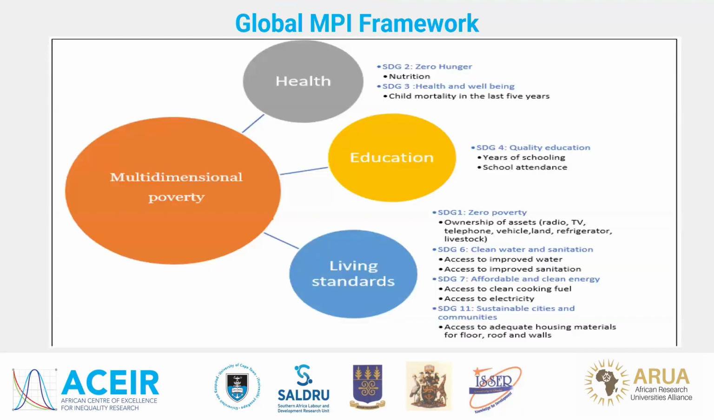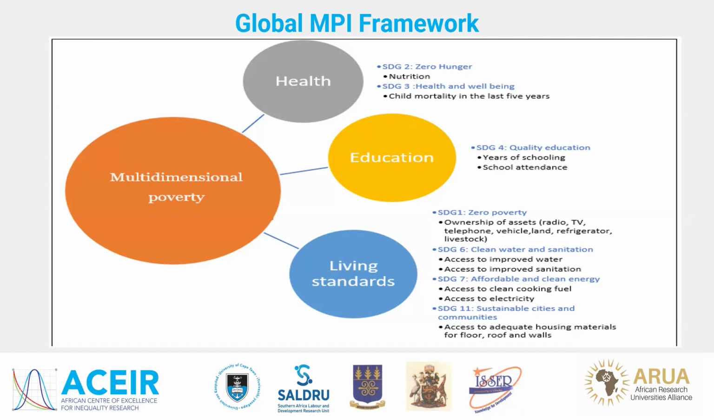So what does the global MPI framework look like? They look at 3 dimensions of health, education, and living standards. And then within the dimensions, you have the indicators for which you want to see whether the individual is deprived or not. So for this case, an individual is deprived if the household or anyone in the household is deprived of any of those indicators. So we have 2 indicators for health, 2 for education, and 6 for the living standards dimension.